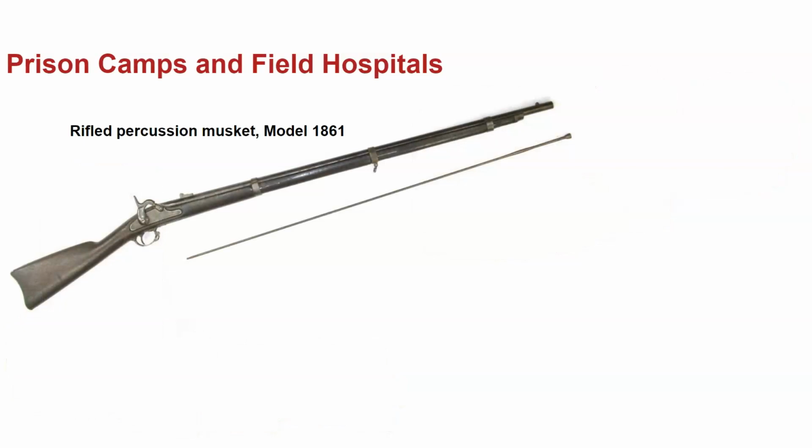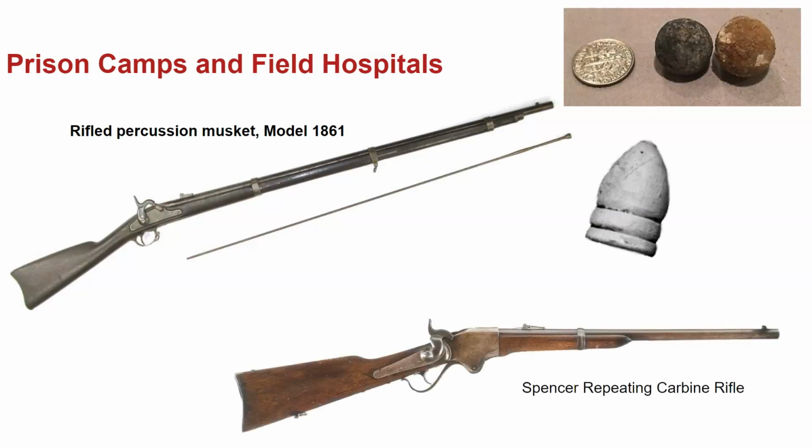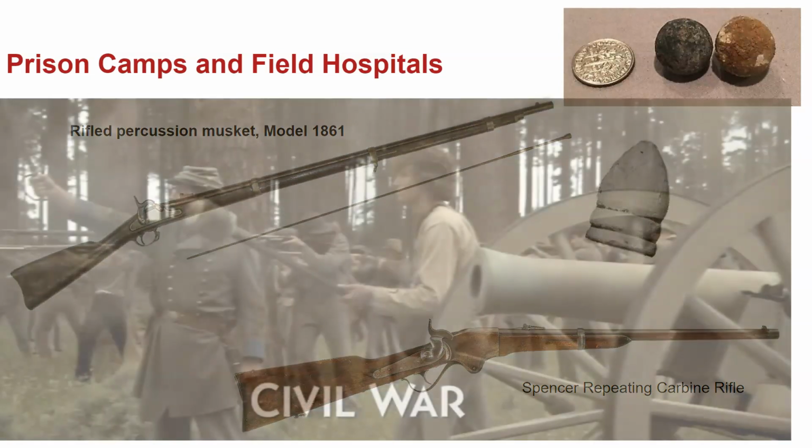And of course, we've got the rifled percussion musket, which, along with the Spencer repeating carbine rifle, were two very popular weapons that were used during the Civil War.